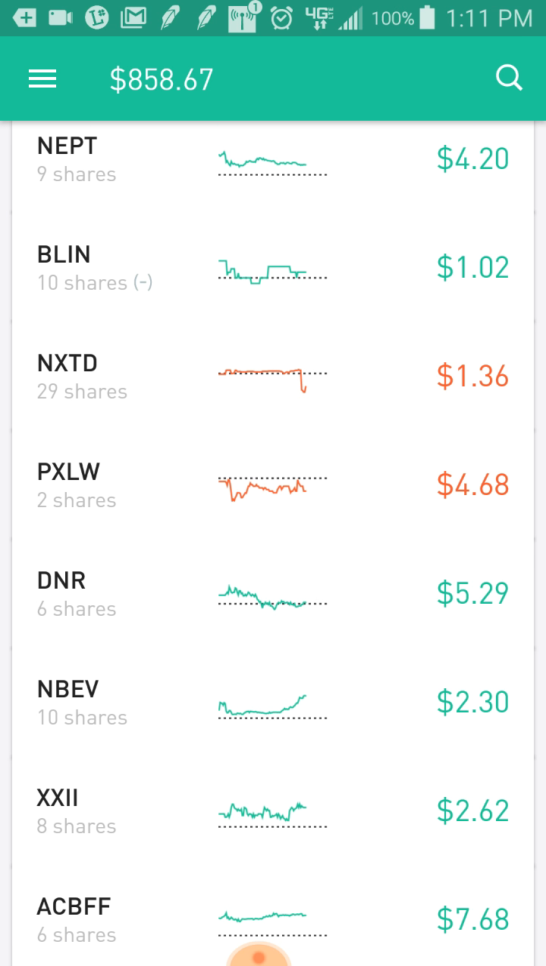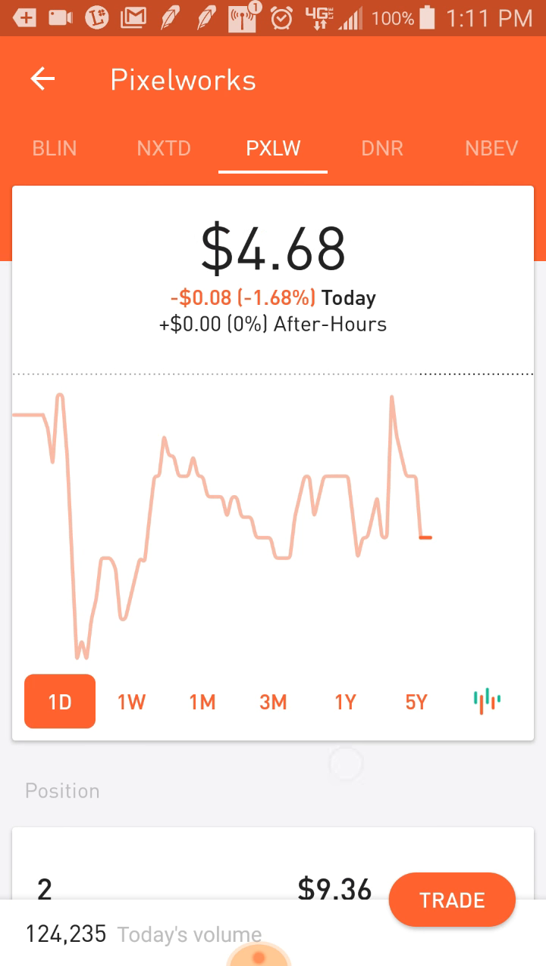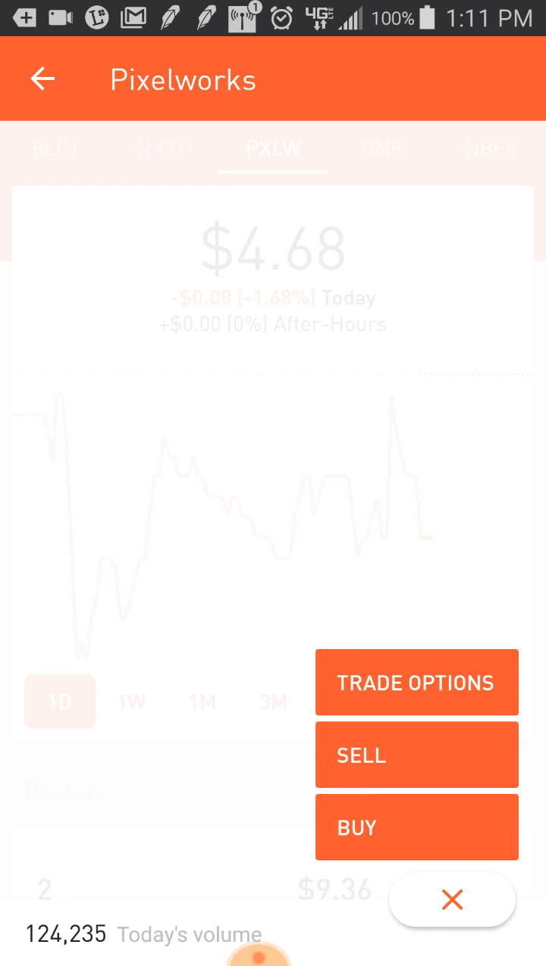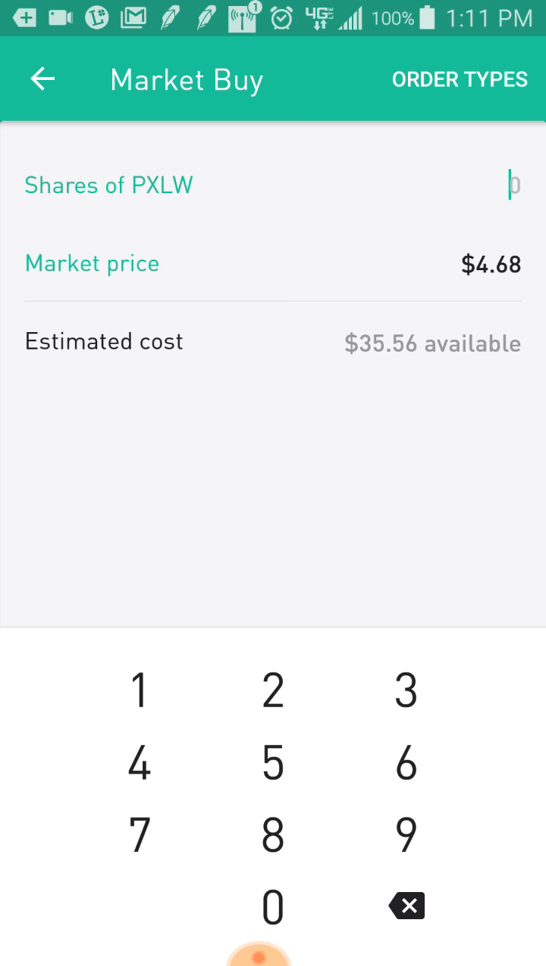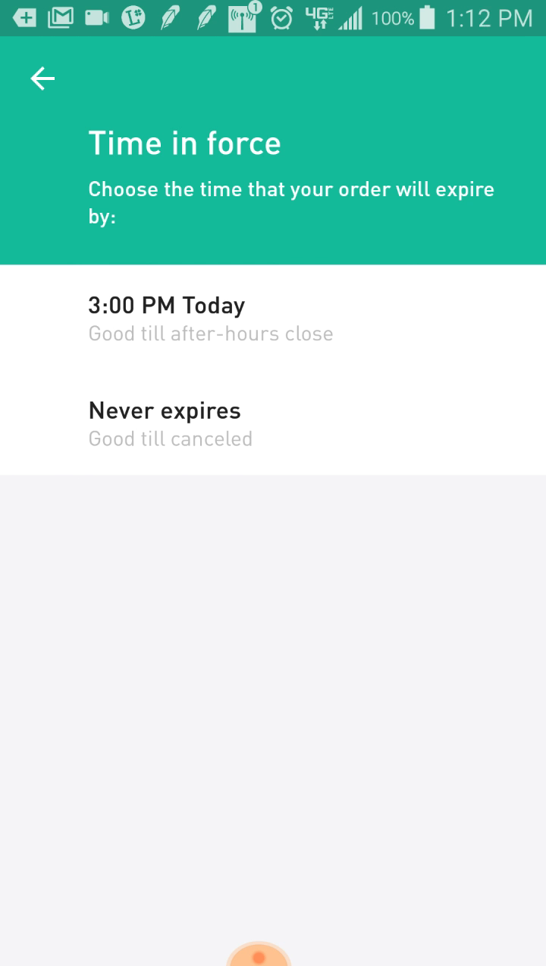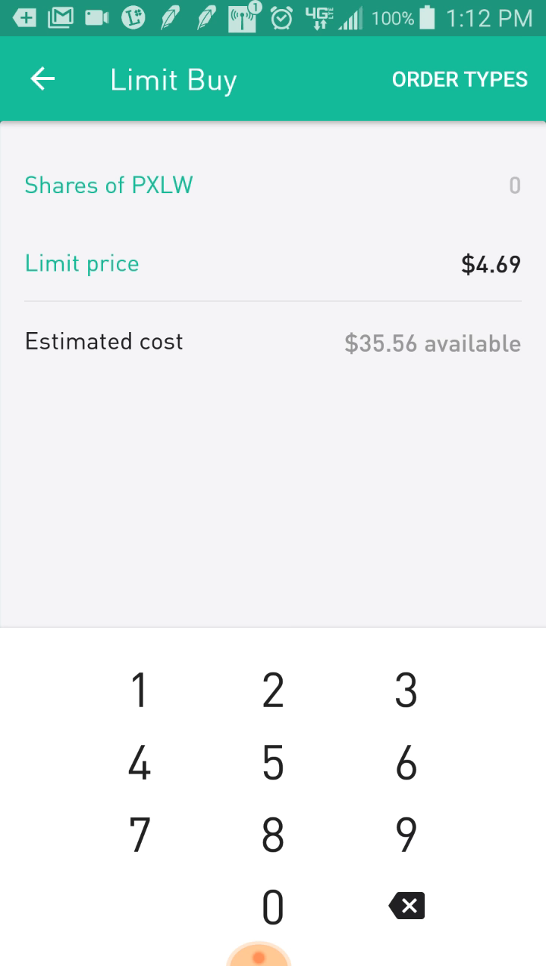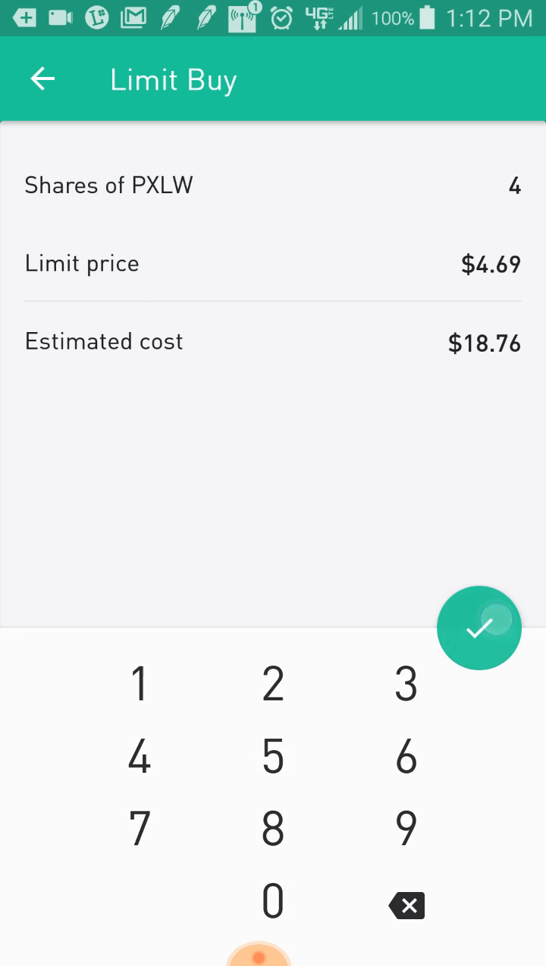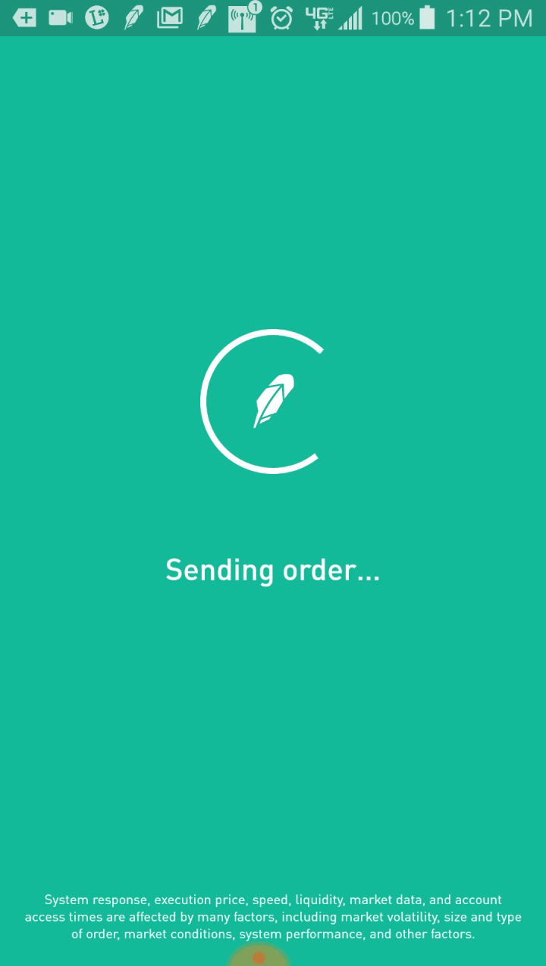And I'll probably buy a couple of this one as well, because it is down by a pretty decent amount. So I'm going to go to limit buy, and I'm going to do $4.69. I do this so I can get that instant buy-in, because the price changes so rapidly during the aftermarket hours that I want to make sure I lock in this price. So that's why I just do 1 penny over, because it's really not that big of a deal.